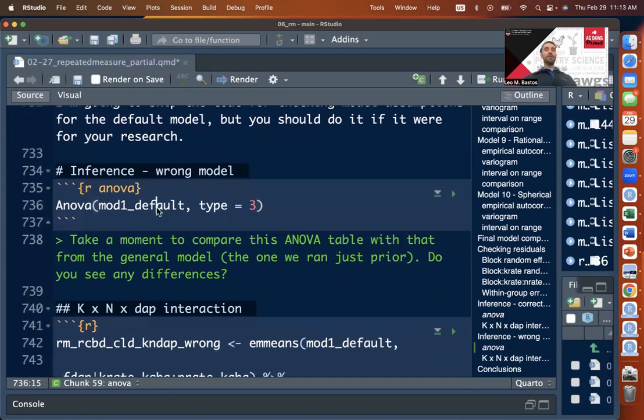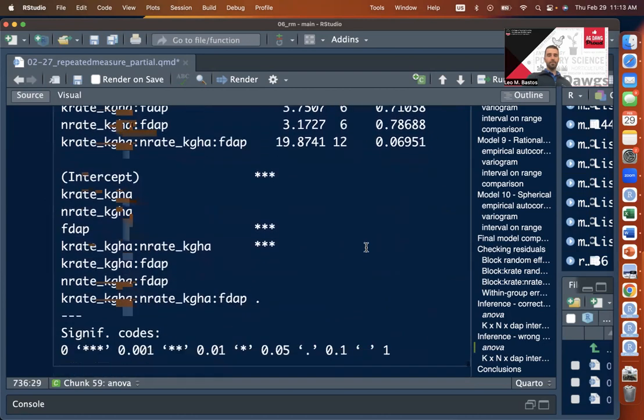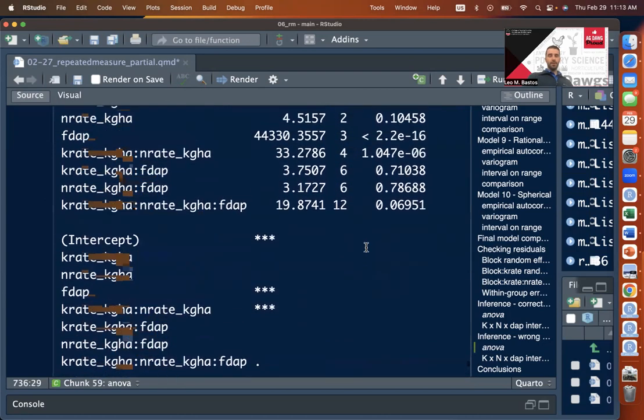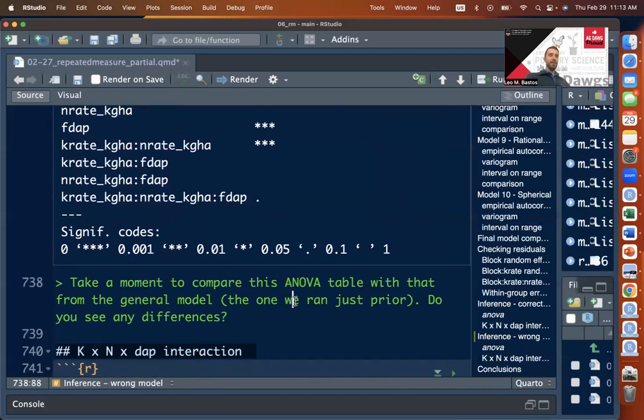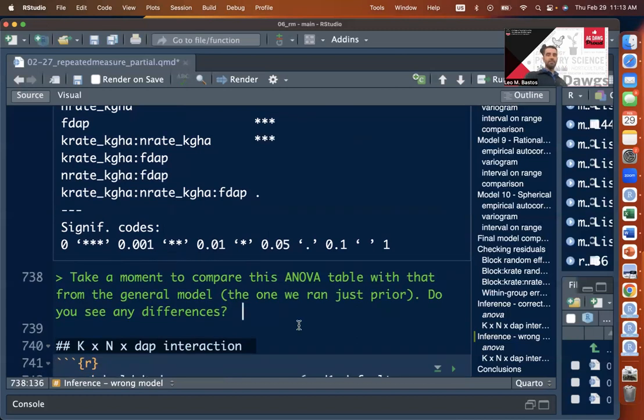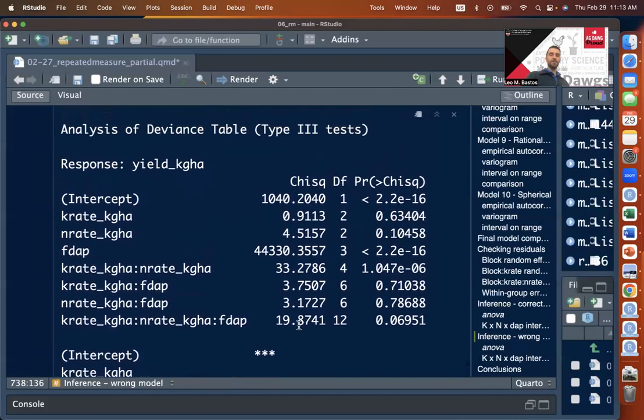So notice now again, I'm bringing here the mod 1 default, which is the one that we would have used if we use BAC as the metric in this case. So what I want to ask you, and maybe you can very quickly work with your neighbor, is take a moment to compare this ANOVA and the one from the general model that we just ran above, and tell me if you see any differences there. We can take just a couple minutes here just to quickly do it.